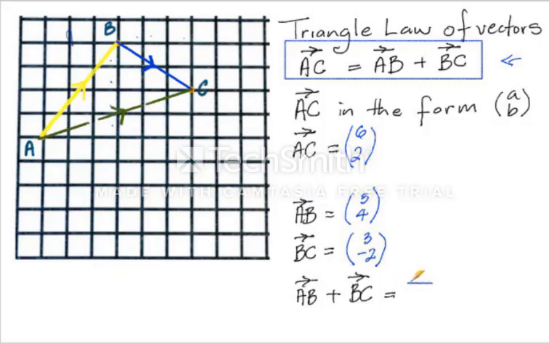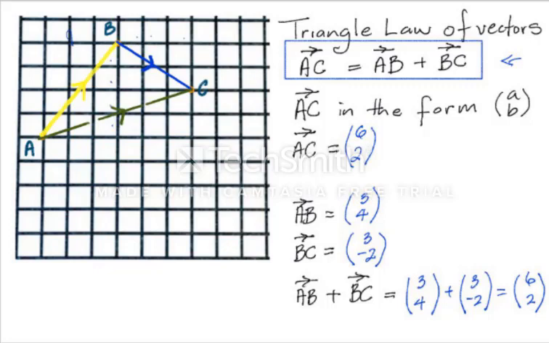So let's add them. This would be the vector AB, which is 3, 4, plus the vector BC, which is 3, minus 2. 3 plus 3 is 6. We're adding matrices. Matrices of the same order may be added together by adding corresponding elements. And 4 plus minus 2 is 2. So according to this, the triangle law of vectors is correct.